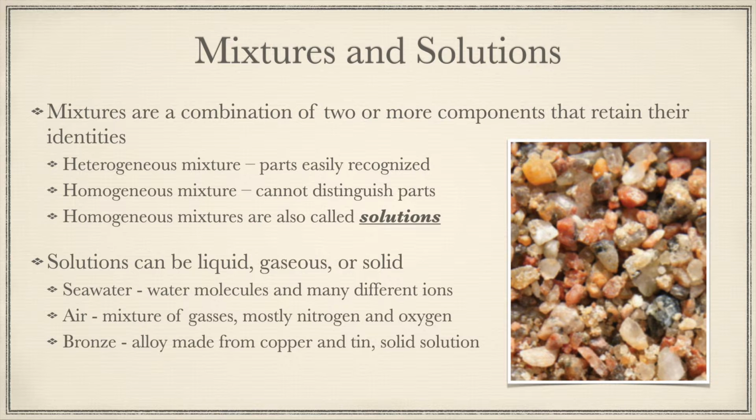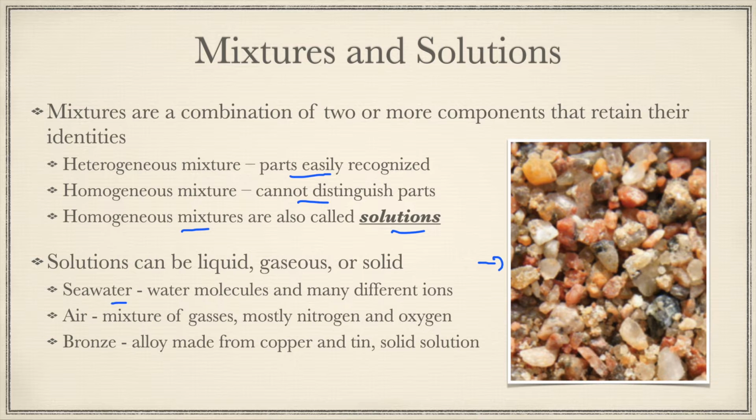So you have heterogeneous mixtures in which the parts can be easily recognized, something like a salad or like this sand over here. You have homogeneous mixtures in which the parts cannot be distinguished very easily or at all. So one thing is dissolved in something else, like salt dissolved in water or sugar dissolved in water. And we call these homogeneous mixtures solutions. Okay. Solutions can be liquid, gas, or solid.